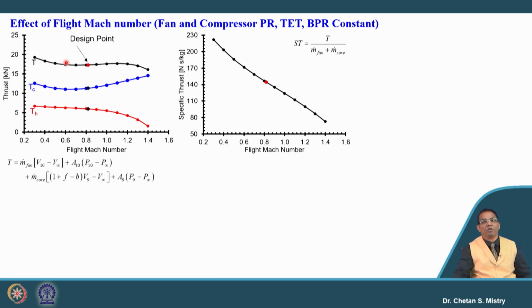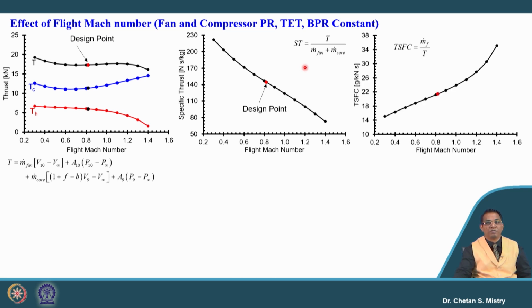Okay. Now, let us look at what is happening with the specific thrust. When my flight Mach number is changing, in this case my mass flow rate also will be changing, and that is the reason my specific thrust will be reducing with the increase of flight Mach number. Similarly, my thrust specific fuel consumption will be increasing with the increase of flight Mach number. Okay. This is in line with what we are discussing in terms of thrust, specific thrust, and thrust specific fuel consumption. Because when we are flying at higher Mach number, in our thrust equation we have the term V infinity, and this V infinity at that particular height will have more impact on thrust and your mass flow capacity.